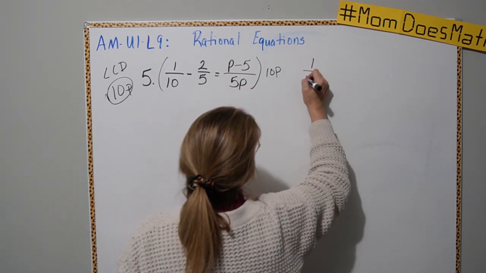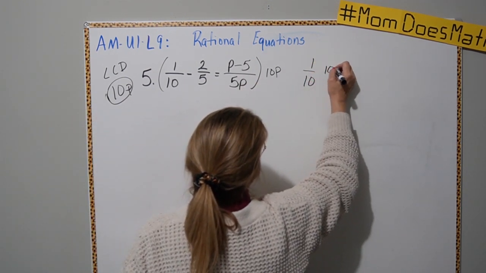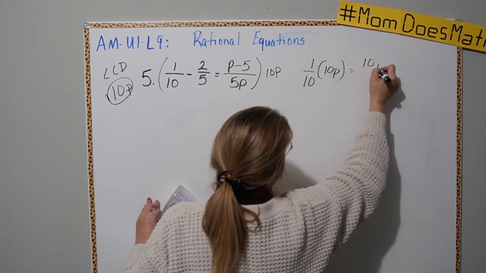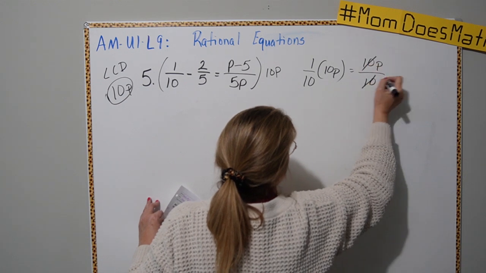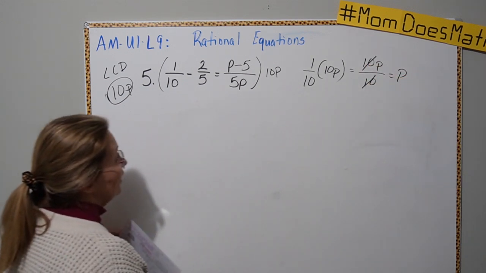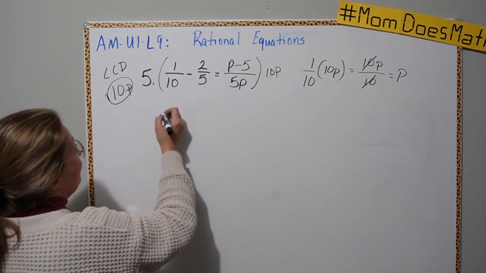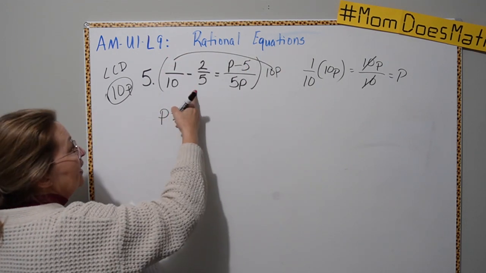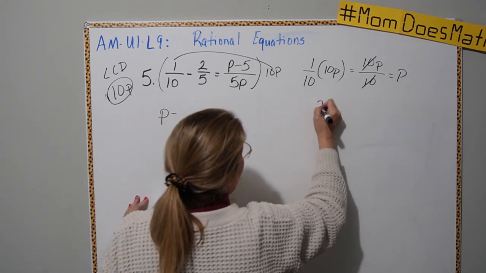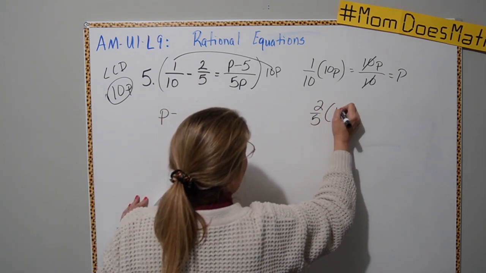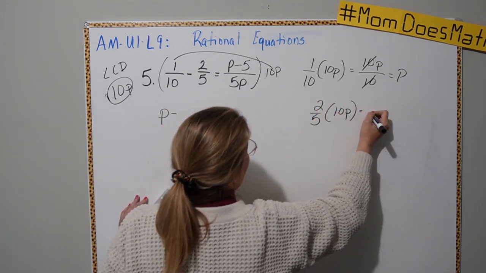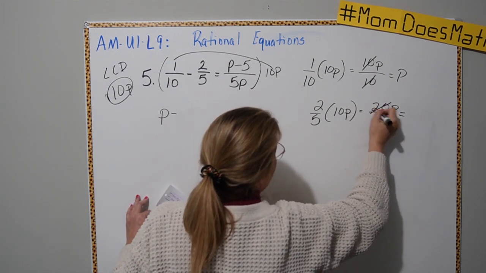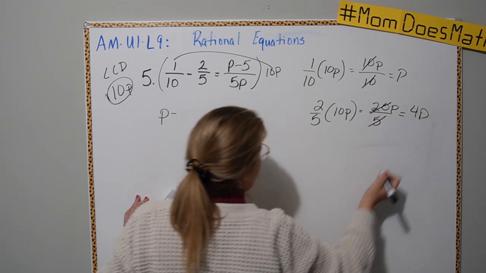Now if I take 1 over 10 and I multiply that times 10p, look at what happens. You get 10p over 10, your 10s cancel out, so you just have a p. So the first one, when I distribute here, that's where this p came from. All right, now let's do 2/5 the same way. If I take 2/5 times 10p, what do you get? Well, you have 20p over 5. These cancel out to 4, so now you have 4p.